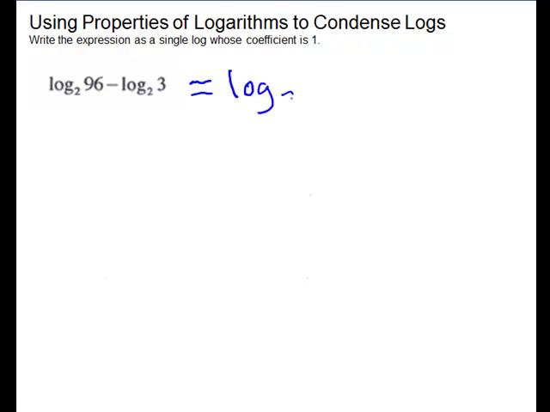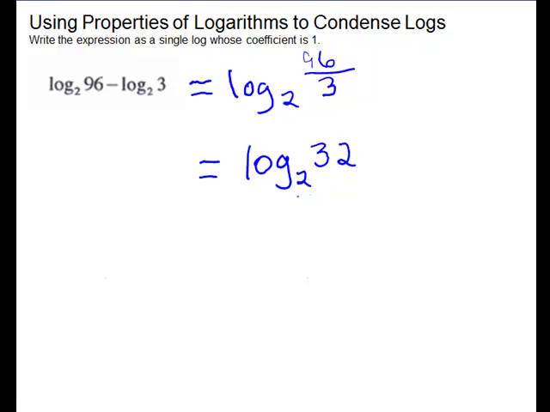So log base 2 of 96 over 3. Now we want to see if this will simplify. It will divide evenly. So 3 into 96 will go 32 times, and you have to see if this will simplify. If you're able to rewrite 32 as 2 to a power, then we can simplify.